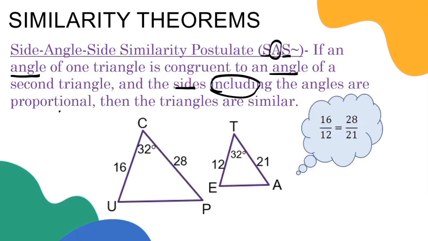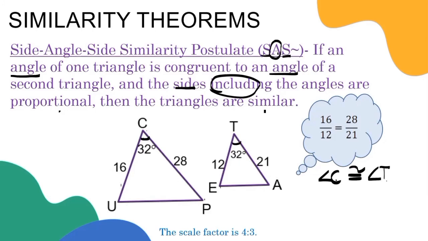Why? Because angle C is congruent to angle T. This angle C and angle T are the included angles of side CU and side CP, and angle T is the included angle for side TE and side TA.